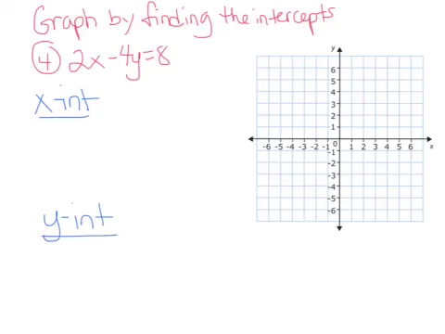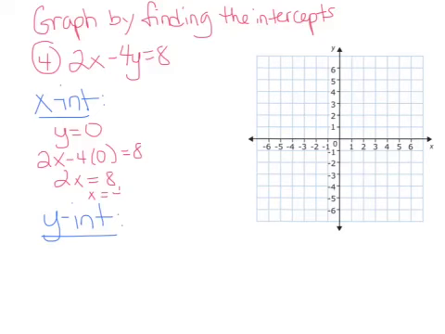So I would like you to pause and try what you did on the previous examples. Try to find the x-intercept and the y-intercept. So to find our x-intercept, once again, we are going to set y equal to 0, which gives us 2x minus 4 times 0 equals 8. That will give you 2x equals 8 and x equals 4. So your x-intercept will be at 4, 0.